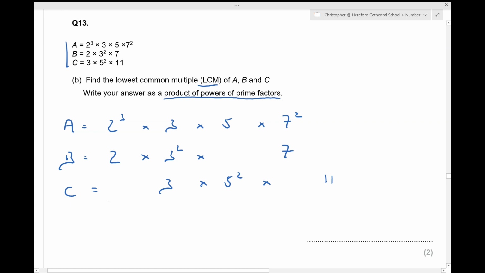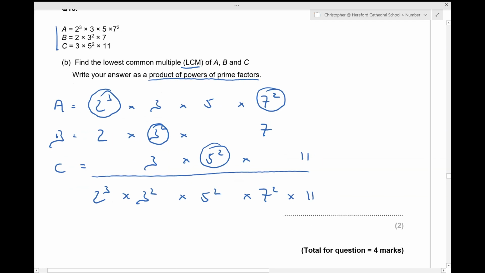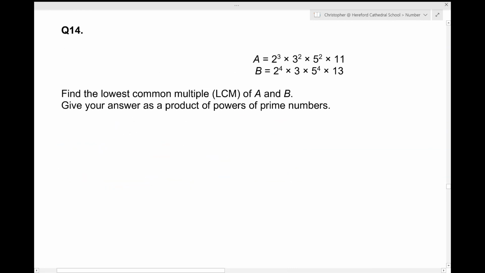Right, now I'm going to build up my lowest common multiple by taking the highest power of each of the primes. Okay, highest one here, 7 squared, and then times 11. So that is my lowest common multiple, and it is written already as a product of powers of prime factors. So I'm finished.